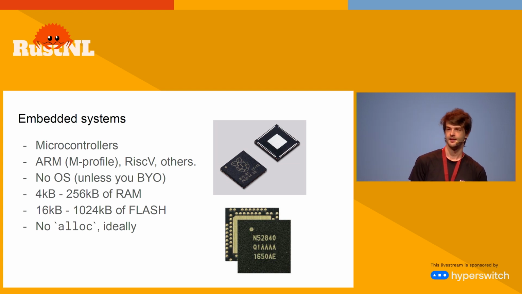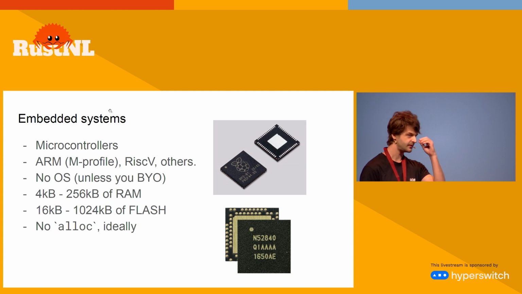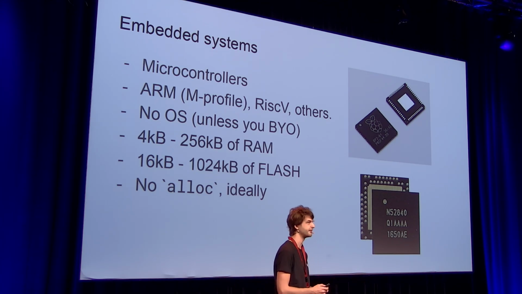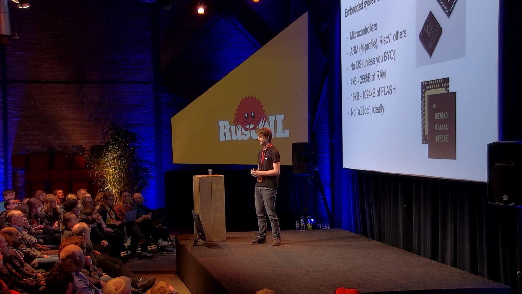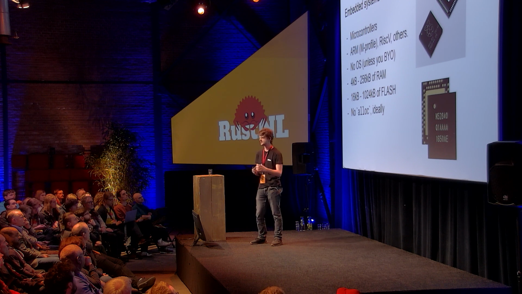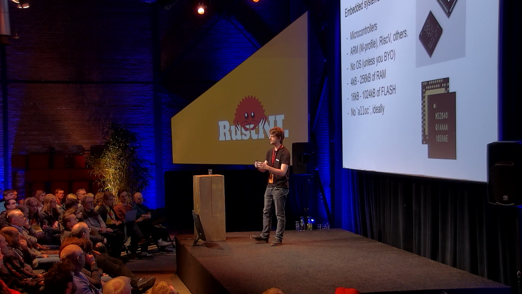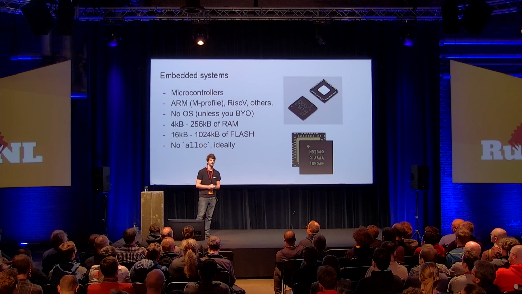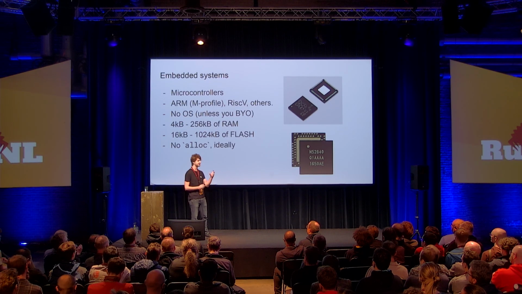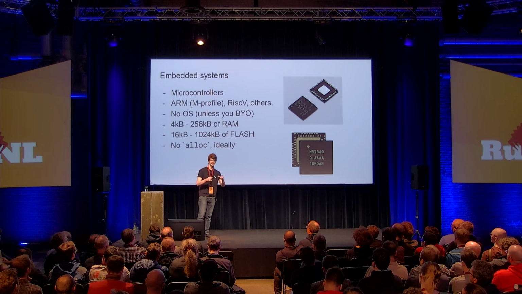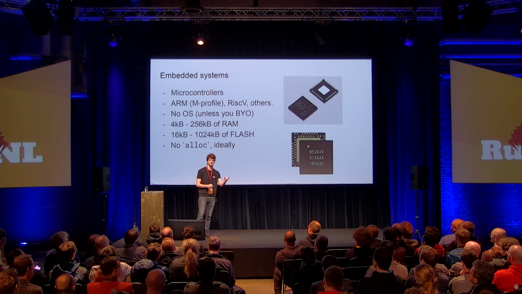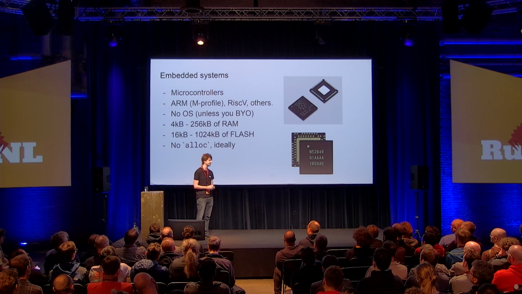More on that later. They are tiny, like a small microcontroller would be 4 kilobytes of RAM. They go up to 256K, which would be considered a big one, and 1 megabyte of flash. Also, this is interesting: since you typically have small memory, it's best practice to not use alloc, to not use a heap. It's not actually required. There are crates you can add to your project to get a working heap, and it integrates with the standard library, so you can get Vec and String and all the maps working.